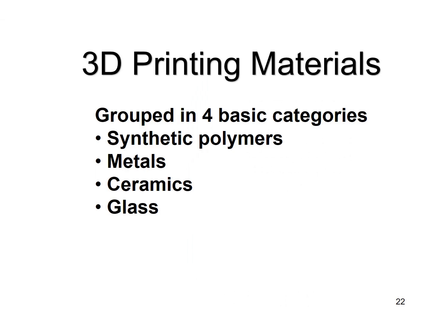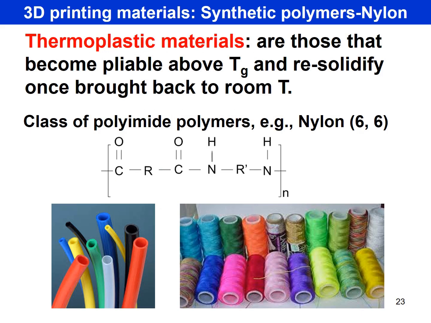The 3D printing materials can be grouped in 4 basic categories: synthetic polymers, metals, ceramics, and glass, of particular interest to chemistry departments and chemistry laboratories. Synthetic polymers, such as nylon, are widely used as 3D printing materials. These are thermoplastic materials, that is, materials that become pliable above some Tg temperature, the glass transition temperature, and resolidify once they're brought back to room temperature. An example of that is polyamide polymers, such as nylon 6,6.